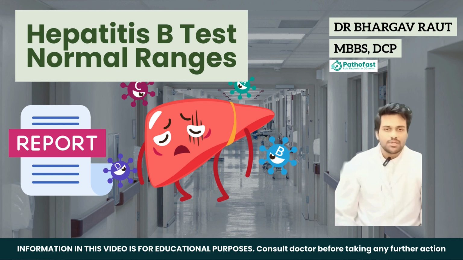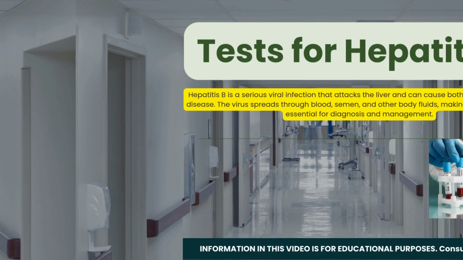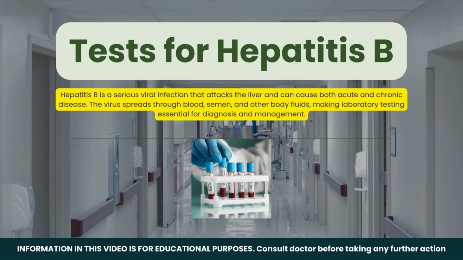And today in this video, I'm going to make this very simple. What are the different tests for hepatitis B? Because hepatitis B is a viral infection that attacks your liver and can cause acute and chronic disease. The virus spreads through infected body fluids like blood or semen, and laboratory testing is probably the only way by which we can diagnose the virus. So blood tests are the cornerstone of virus diagnosis.